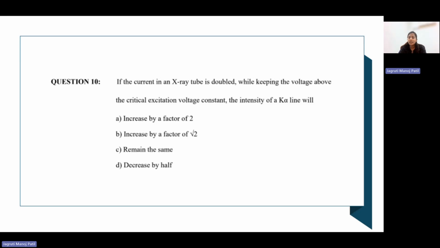Last question we have: if the current in an X-ray tube is doubled, while keeping the voltage above the critical excitation voltage constant, so your voltage is constant, what will happen to the intensity of the K alpha line? Current doubles, so the number of electrons doubles, not the energy. Is the signal proportional or inversely proportional to it? If the current is doubled, will it remain the same, decrease by half, increase by 2, or increase by a factor of square root of 2?